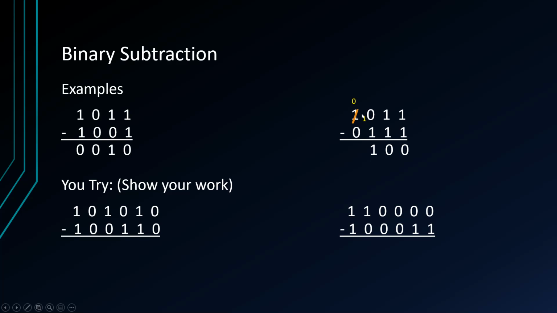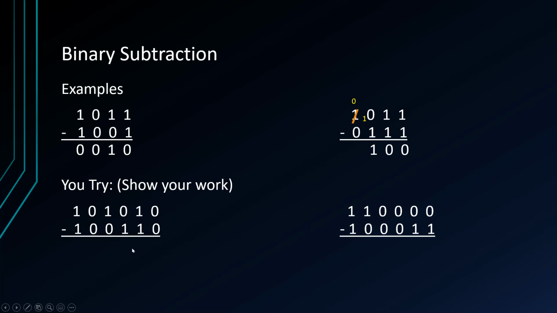Now you're going to say, well, that's a 10. No, it's not. This is binary. 1, 0 is really just a 2. So 2 subtract 1 is 1. 0 subtract 0? Well, it's 0. So we just left it out.